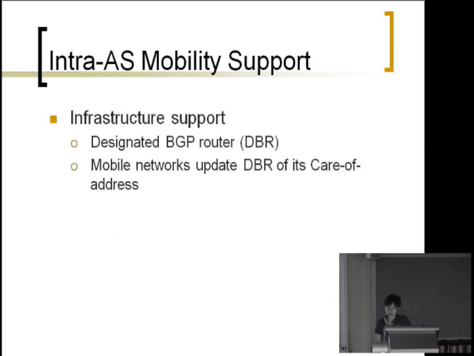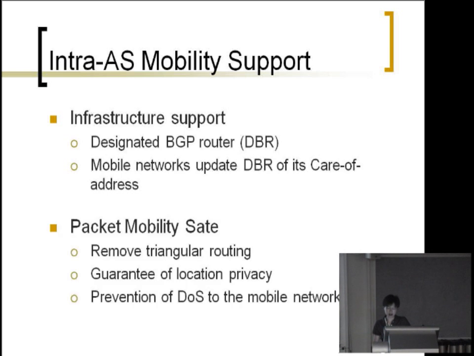I'll also briefly talk about intra-AS mobility support. This is something fairly new because existing solutions do not support that. What we came up with is essentially very similar to home agent support, except that the home agent is moved into the network. One of the routers acts as the home agent. This router is called the designated BGP router, and it updates the care of address information.